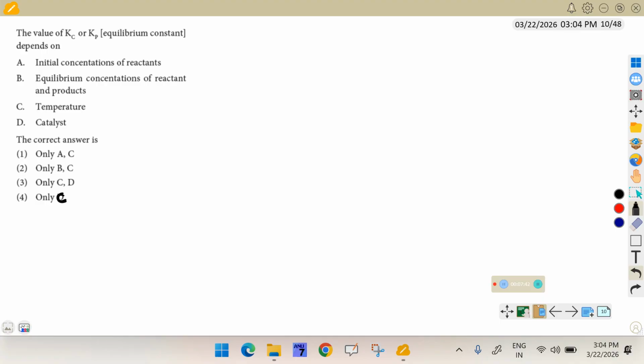The next question: the value of Kc, Kp, the equilibrium constant. The equilibrium constant depends only on temperature.